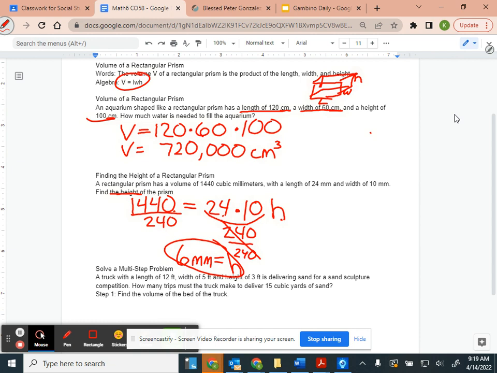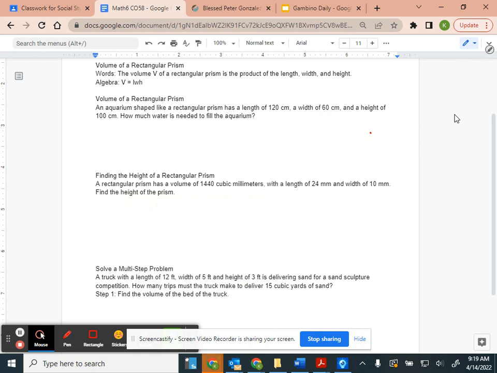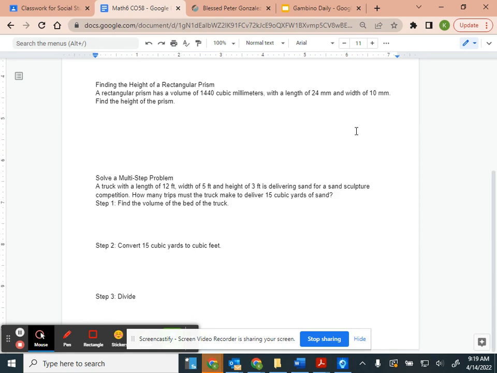So you're just solving for the h. Again, it's not as many steps as with the surface area. Whew, we get an easier one. I am not going to forget to scroll up this time, so let me scroll up. So, solving a multi-step problem. A truck with a length of 12 feet, width of 5 feet, and height of 3 feet is delivering sand for a sand sculpture competition. How many trips must the truck make to deliver 15 cubic yards of sand?